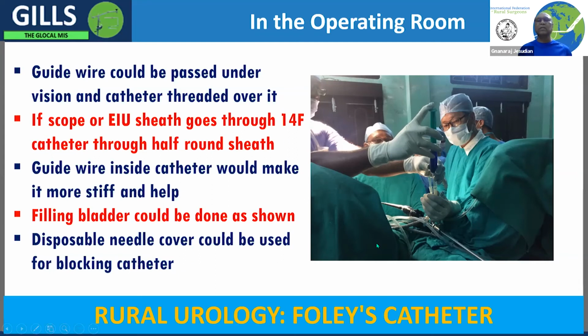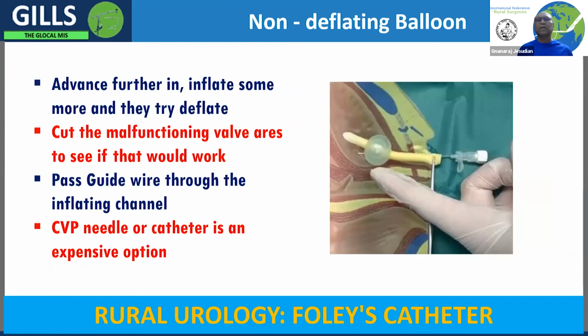If for some reason you need to block the catheter, you can use the cover of a disposable needle. This is the most annoying problem you will encounter: a non-deflating balloon. So what do you do? Sometimes the easiest method is to advance the catheter a little further and try to inflate the balloon much more so that it breaks. But most of the time this doesn't work.